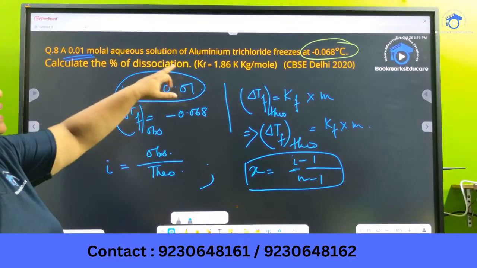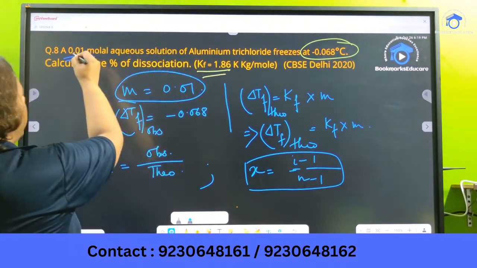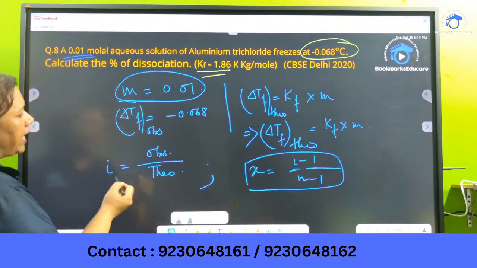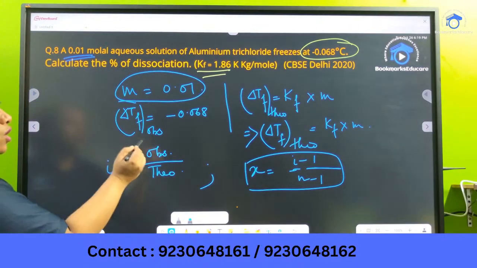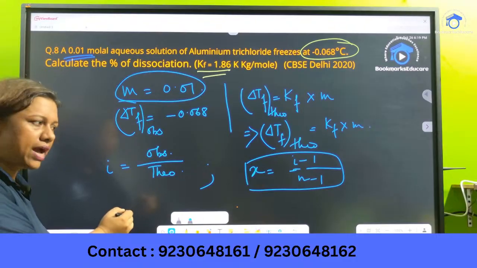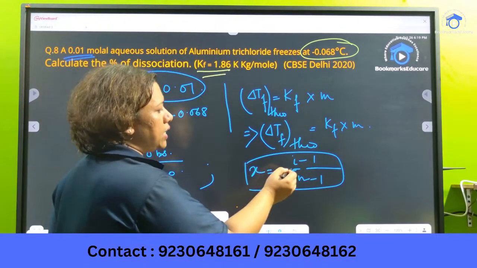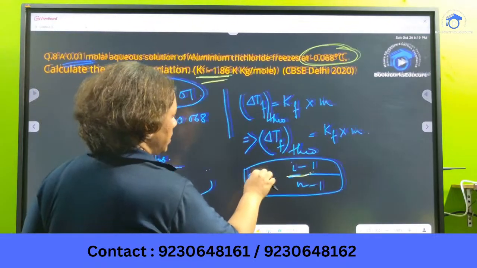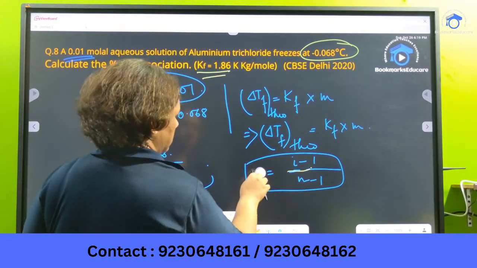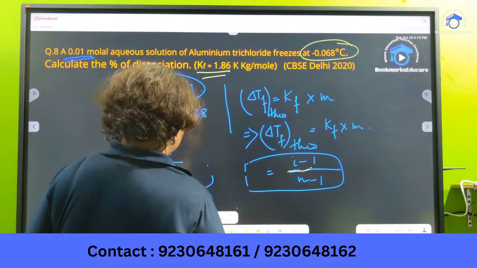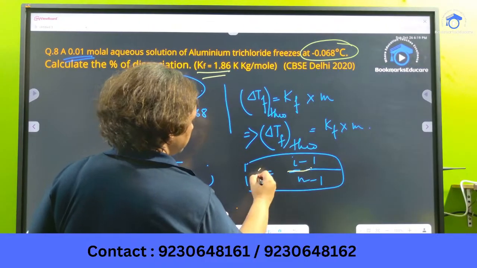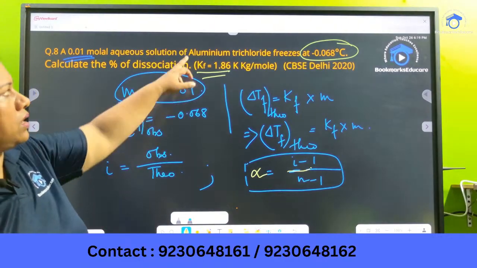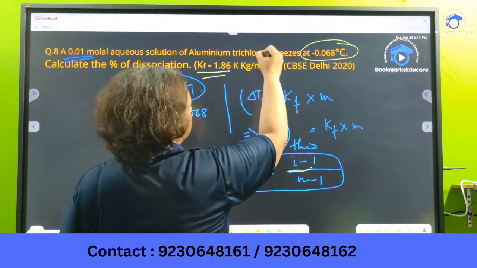The given value of Kf and this m, from these we will calculate the theoretical value. So we are getting the van 't Hoff factor as observed by theoretical. Now, this is dissociation. This is alpha is equal to i minus 1 by n minus 1. Now what will be n?